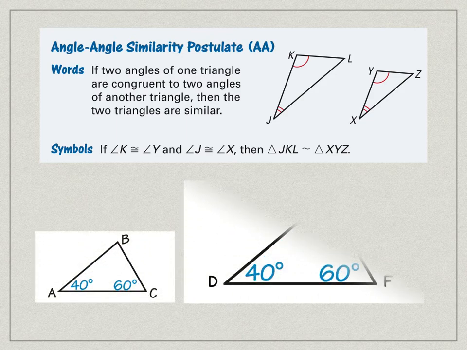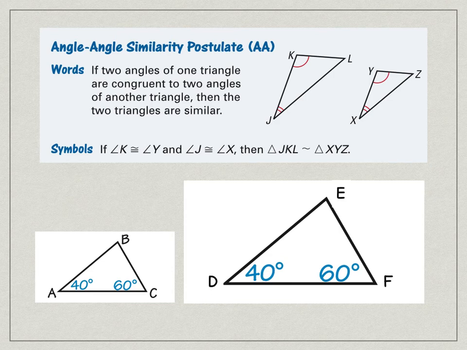So let's look at the two triangles from the previous slide. We can now write a similarity statement that these two triangles are similar because of the fact that two angles of one are given as congruent to two angles of the other. So the order of the letters will matter when we're writing our similarity statement. We're going to say that triangle ABC is similar to triangle DEF.